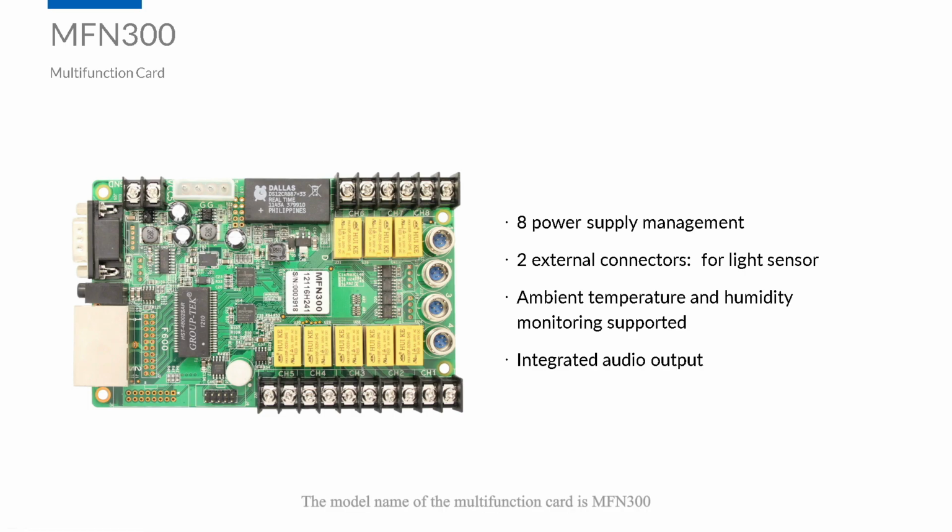The model name of the multifunction card is MFN300. Here's the picture, and some key parameters are listed on the right. We can see that MFN300 supports 8 power management channels, 2 external connectors for light sensors, supports environment temperature and humidity monitoring, and integrates audio output.